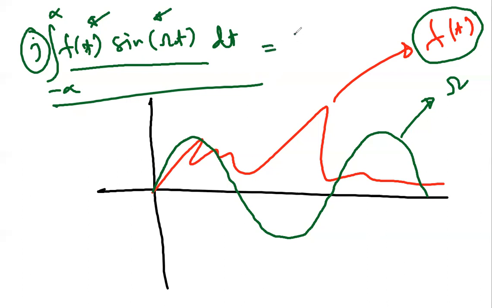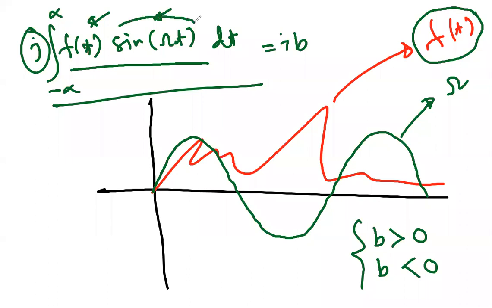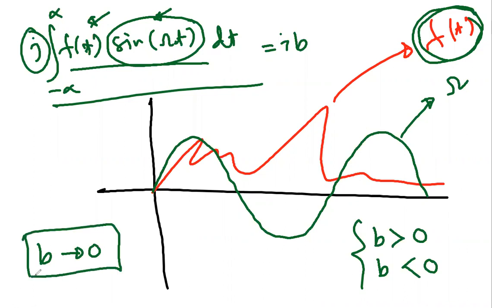Let's say you find a value jB, where B is the imaginary part. Now again, B can be more than 0 or B can be less than 0. In both cases, you can say that, okay, I have this sine omega t component inside our FT. If and only if B is very close to 0, it shows that you don't have any component of sine omega t inside the FT.